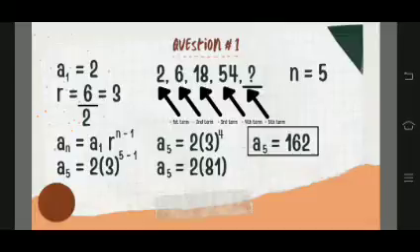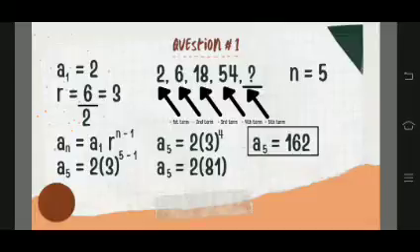So first, we are going to find a sub 1. Our first term is 2, so that's our a sub 1. Next, we're going to find its ratio. To determine the common ratio, again, we choose any term and the term that precedes it, and we divide it. As stated in our PowerPoint, we chose 6 divided by 2, which equals 3.